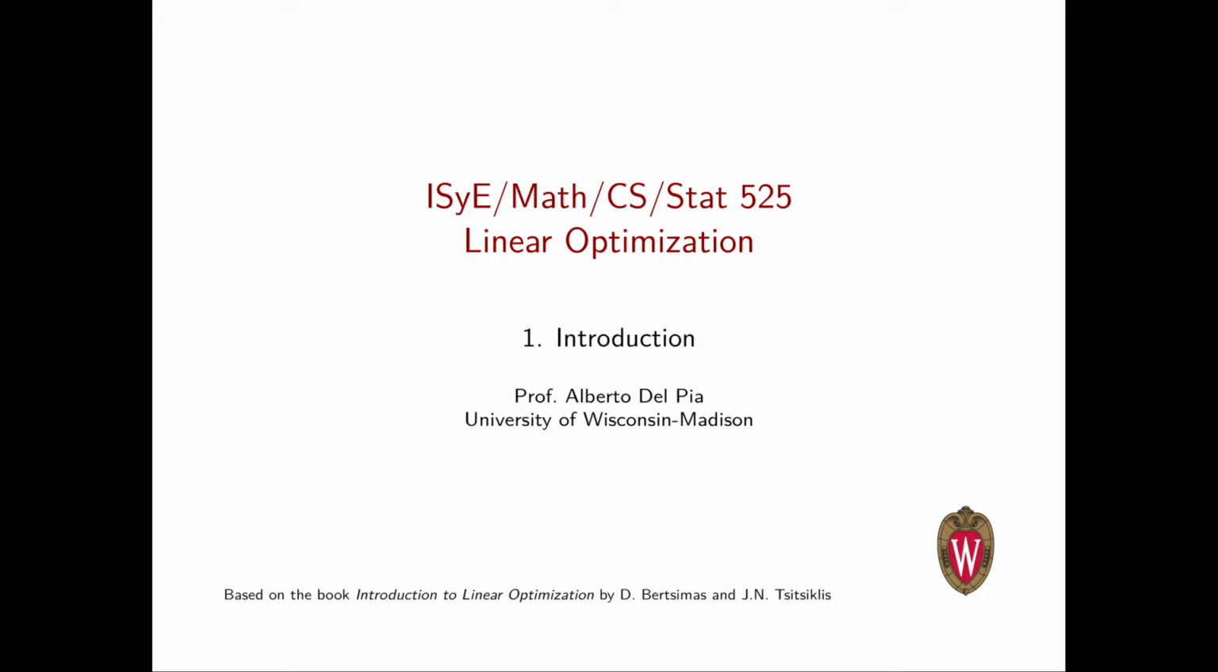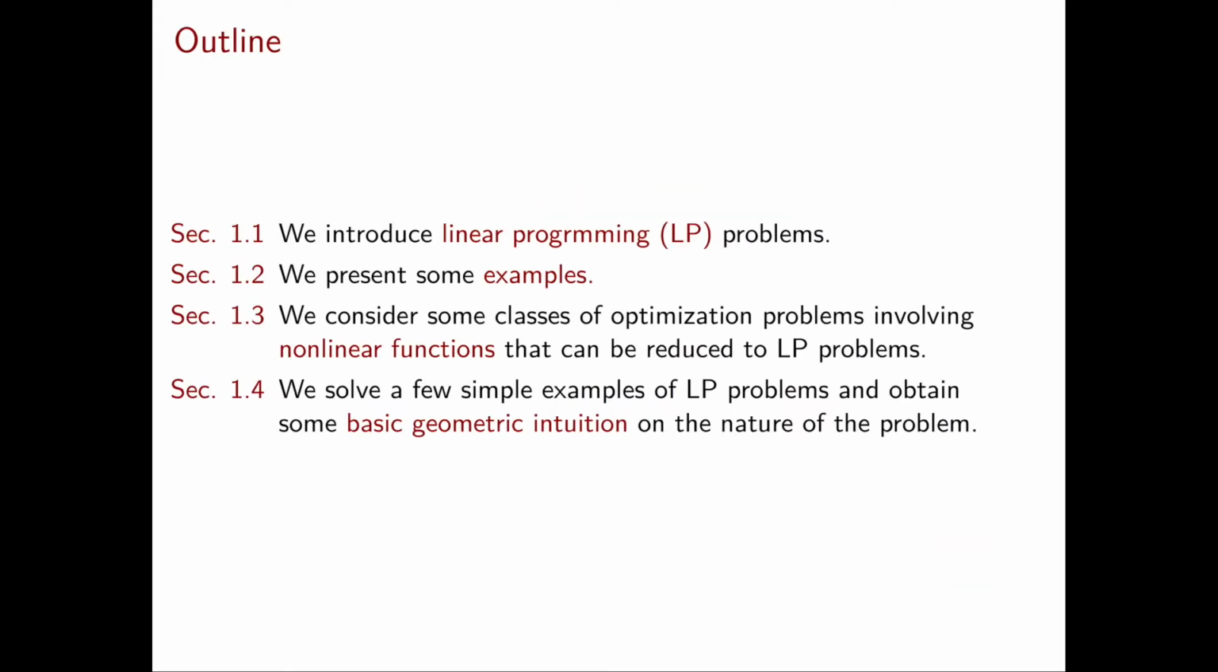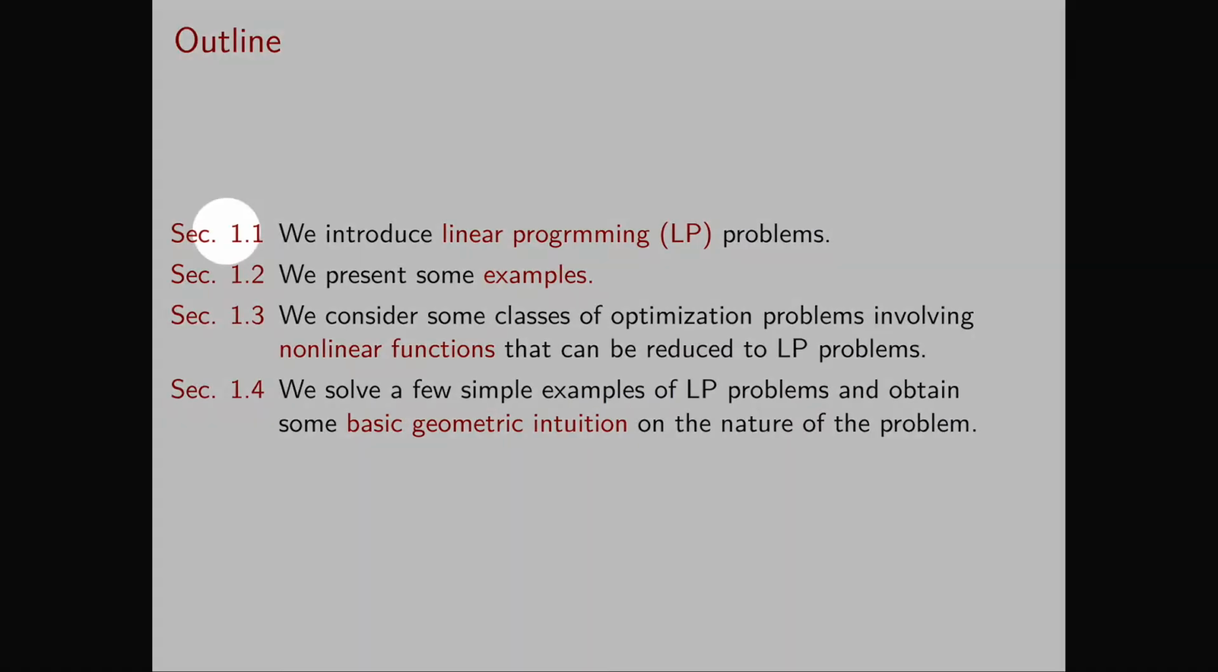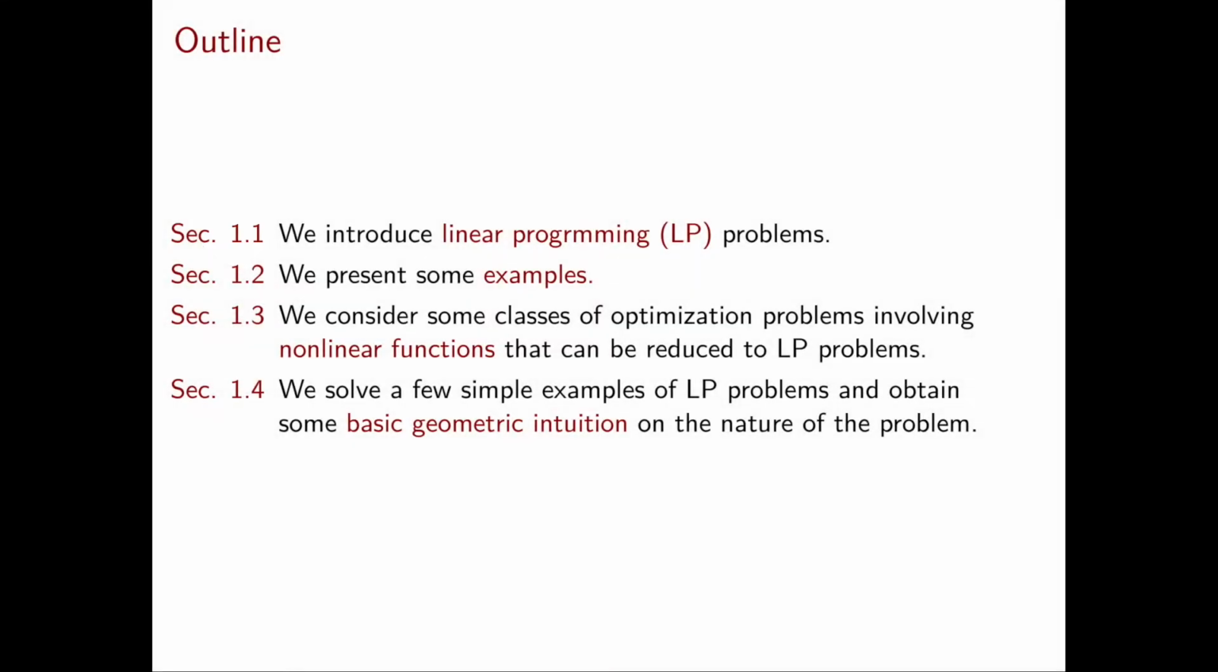This is the first video of the introductory chapter of our linear optimization course. In this chapter, we will be looking at 4 sections. In section 1.1, we formally define and introduce linear programming problems. Next, in section 1.2, we give some examples to get a better idea of how these problems look like.